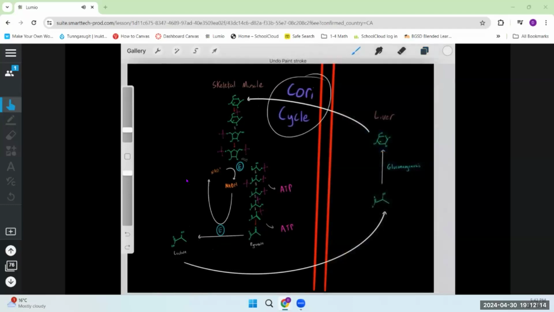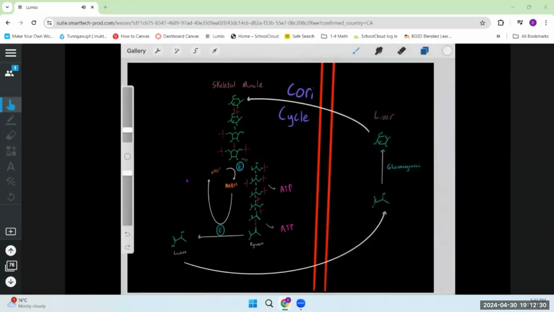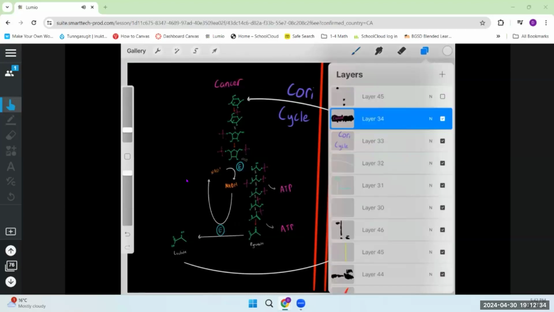And if you're interested, this was actually discovered by a woman, which is kind of a neat fact. But again, this is referred to as the Cori cycle. And again, this is required for the skeletal muscle to have the energy to allow it to keep on applying those forces. So again, not only do skeletal muscles do a lot of fermentation, but also cancer cells.